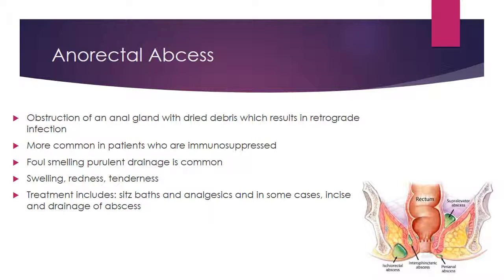So anorectal abscess is an obstruction of an anal gland, which occurs from dried debris, and it results in a retrograde infection. It's more common in patients who are immunosuppressed, and foul-smelling purulent drainage is common. You would also have some swelling, redness, and tenderness. And just for treatment, you would do a sitz bath, analgesics. In some cases you would want to incise and drain the abscess.